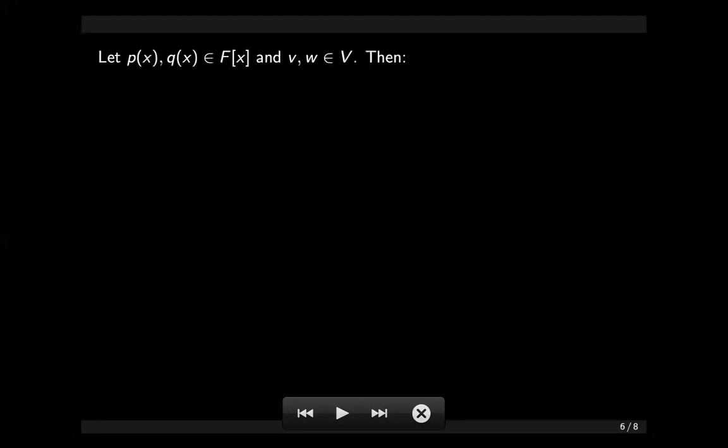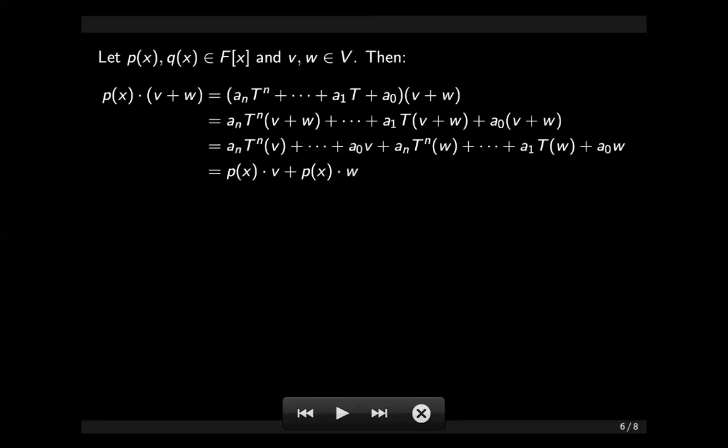So now we are ready to prove that the action that we gave before gives F[x]-module structure to our F-vector space V. So we let p and q be elements of our ring, and we let v and w be elements of our vector space. Then we have the following. We have p applied to (v plus w), and if we take p(x) to be what we defined it to be before, we simply do what we did before. We follow the definition.